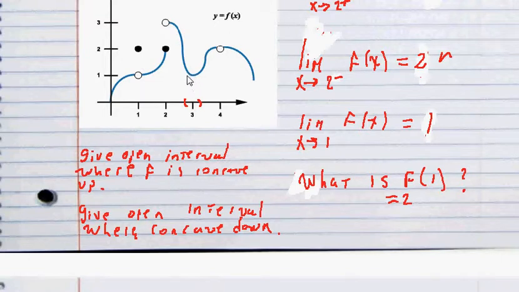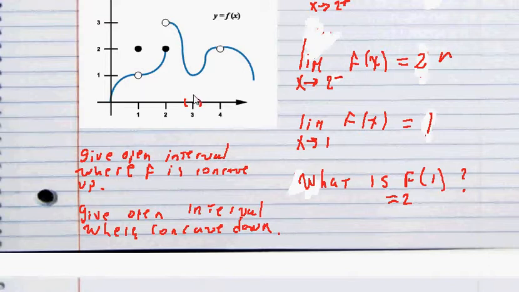Well, it's concave up because if you were to take the second derivative and evaluate at any of the points inside this open interval, the second derivative would be positive.